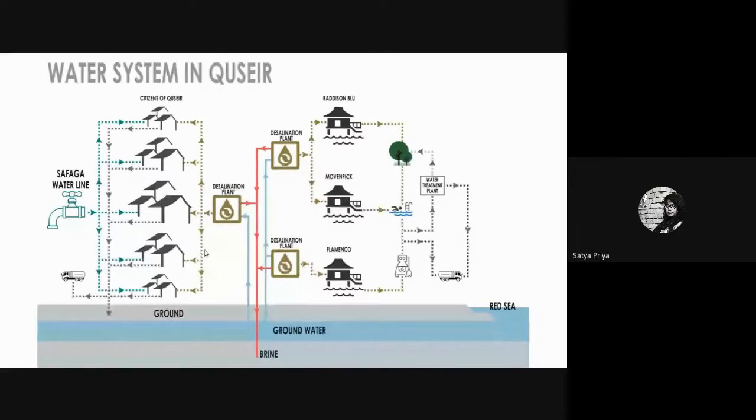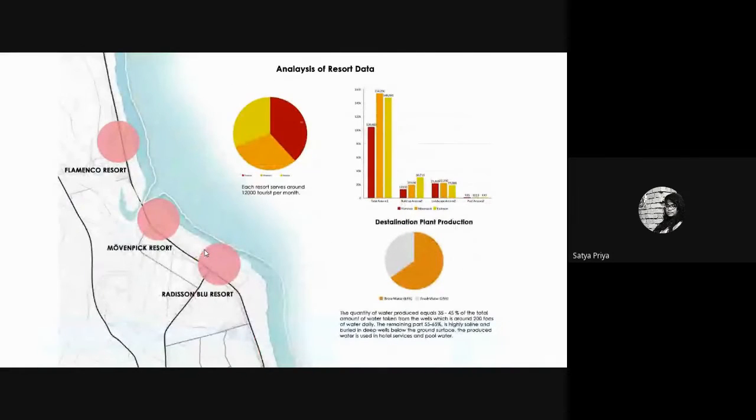into sewage lines. But for the water system analysis for the resorts, each resort serves around 12,000 tourists per month, and as Priya mentioned, they are dependent on the desalination plant. But the problem is that they produce brine water 65% more than the fresh water which is produced. So this is like a crisis. Then next, please, Priya.